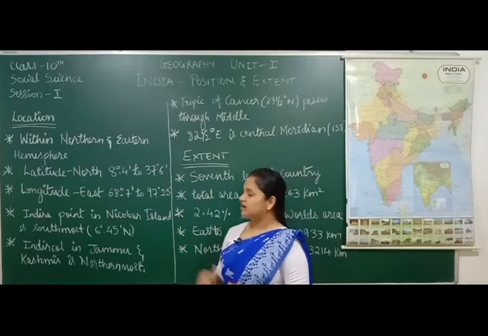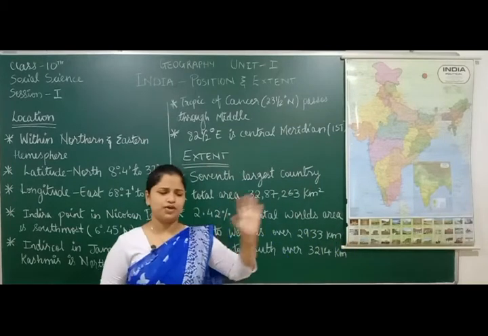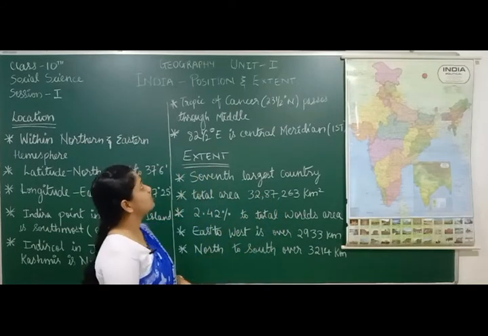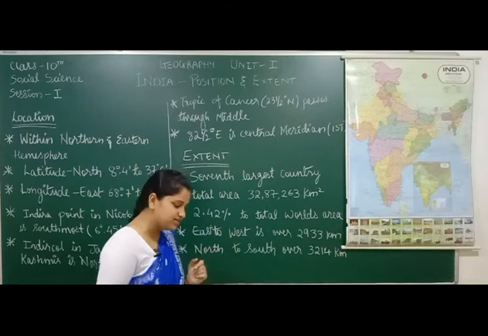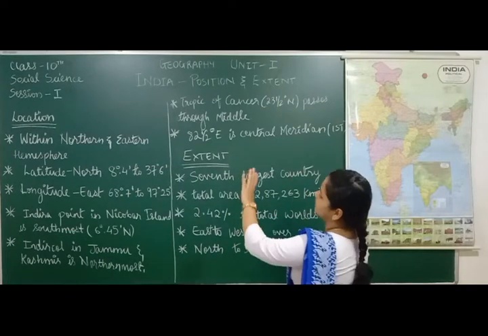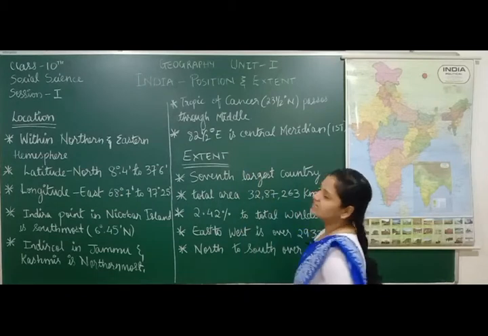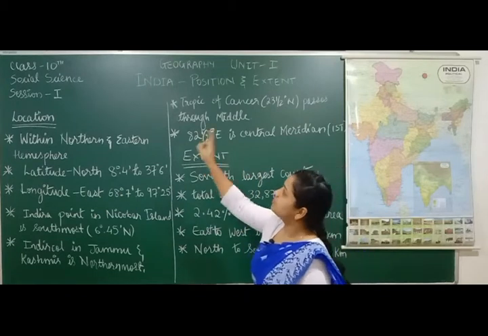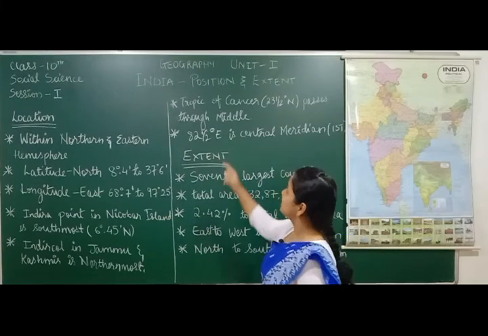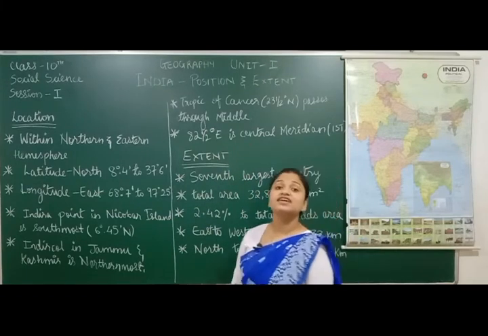Okay, so we'll start. We already finished your one history chapter, if you remember. Now let's start with your next geography chapter, unit 1 under your geography. So which is the unit 1 here? It is India, position and extent. So we are going to learn about India here. What are we going to learn about India? We are going to learn about India's position and its extent.